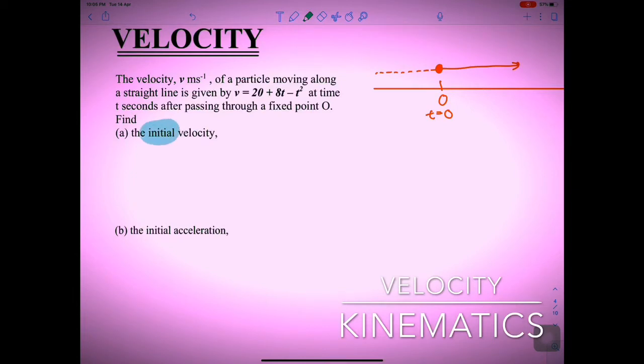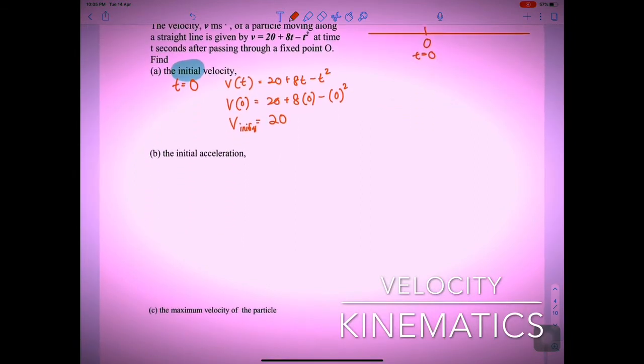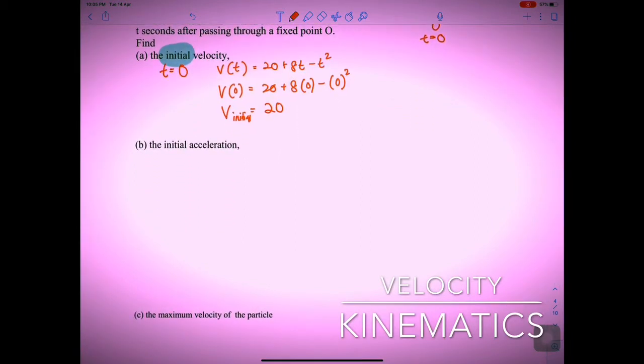Remember, initial means t equals 0. So V(t) equals 20 plus 8t minus t squared, and at t equals 0 it is 20 plus 8 times 0 minus 0 squared. So the initial velocity is 20. Question B, the initial acceleration.